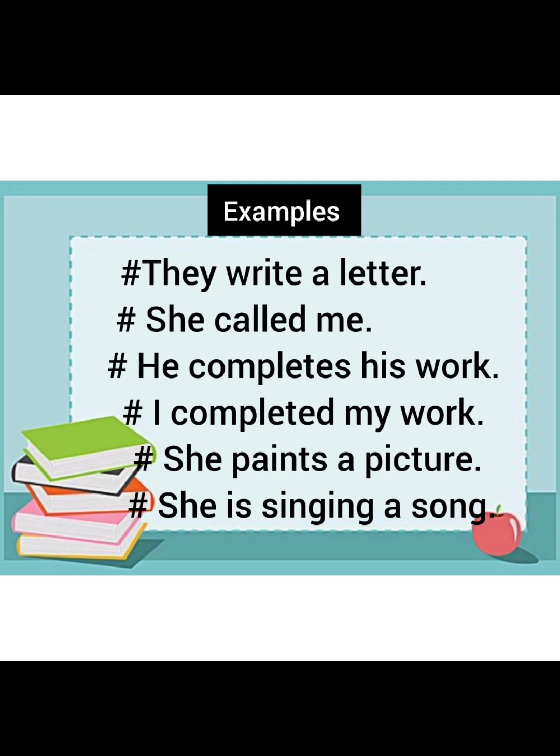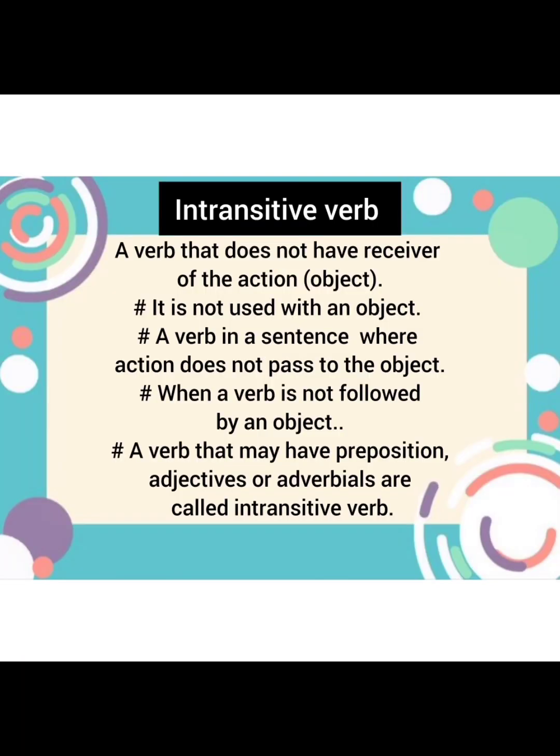She is singing a song. Now, she is subject, is singing is your progressive verb, a song again is your object. So, again, singing is a transitive verb here. Now, it's time for intransitive verb. A verb that does not have a receiver of the action, that is a direct object. Within a sentence, when you use subject and verb and after that you do not have a direct object, it is known as an intransitive verb. It is not used with an object.